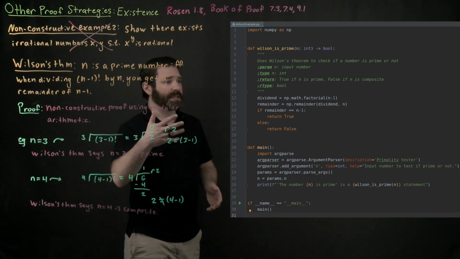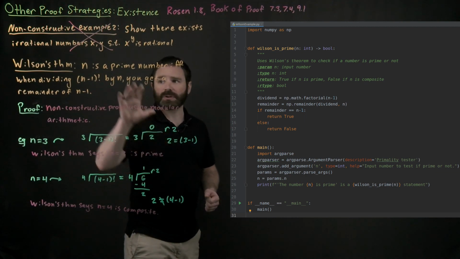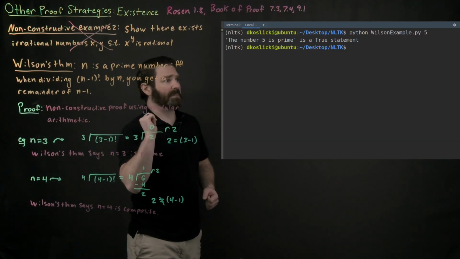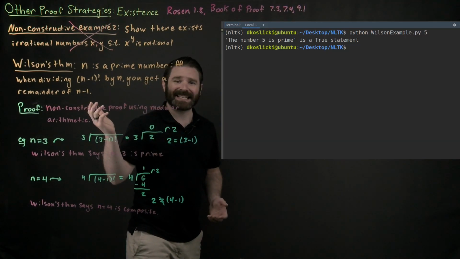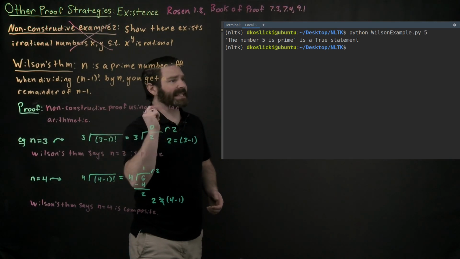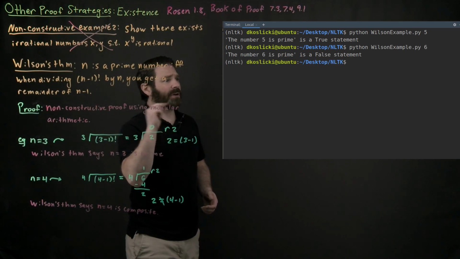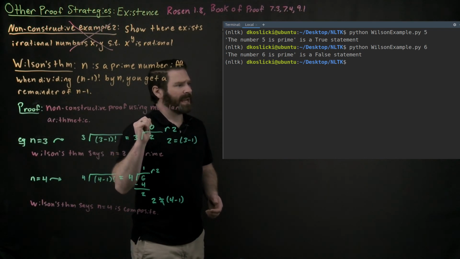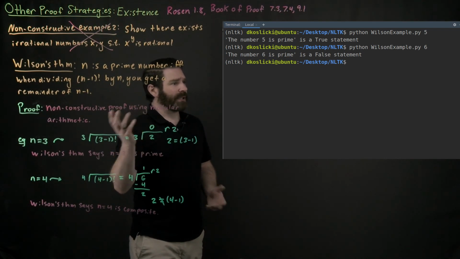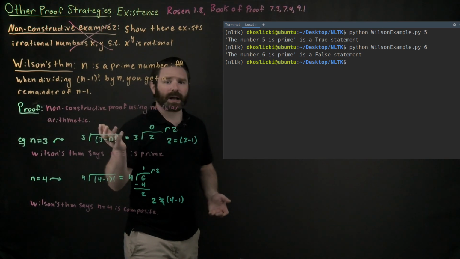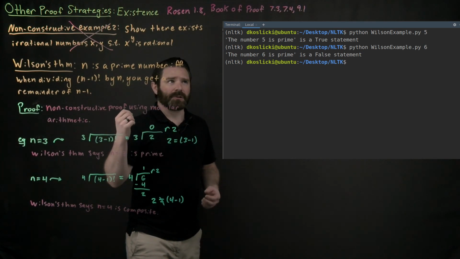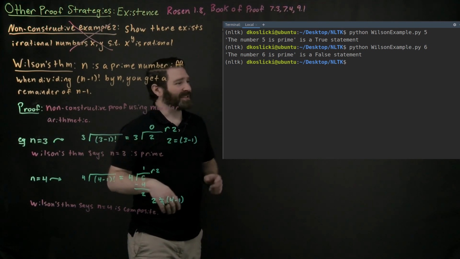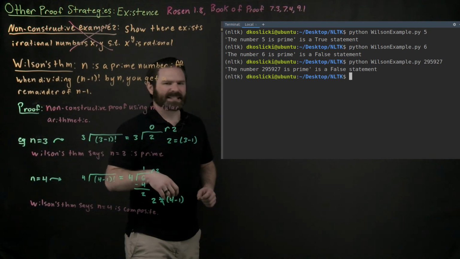You can run Wilson's is prime here using this theorem, and you can check it. If we plug in 5, you'll see that, yep, it returned true. 5 is indeed a prime number. You can plug in 6, and we see that, oh, 6 is not a prime number, it is composite. And we could try this for some other really large number. So for example, let's try it on the number 295,927.